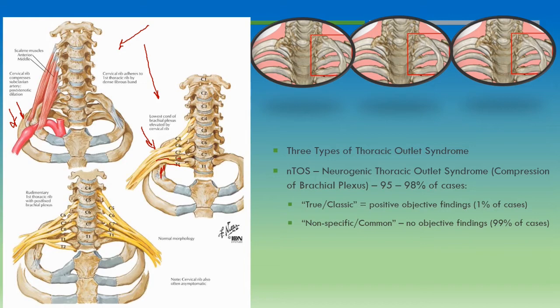So in the case of a normal brachial plexus, C5 through T1, normally the development of a C7 cervical rib is prevented. That's why such a small percentage of people are found to have cervical ribs.